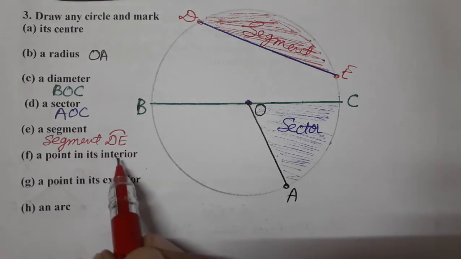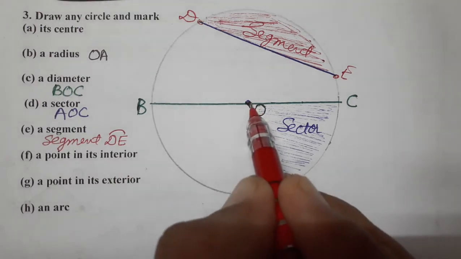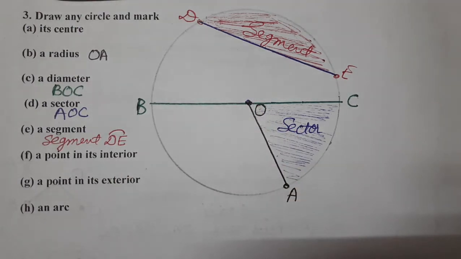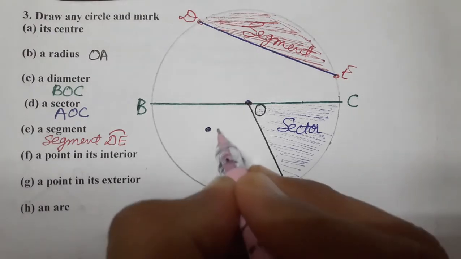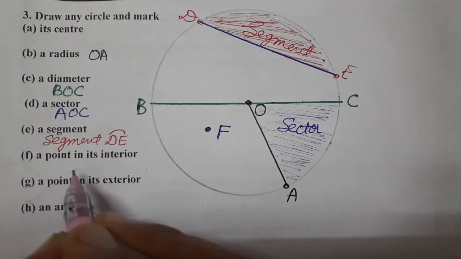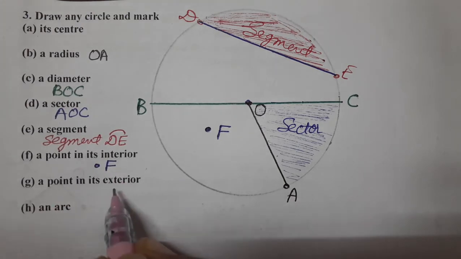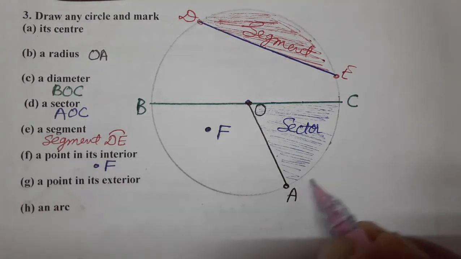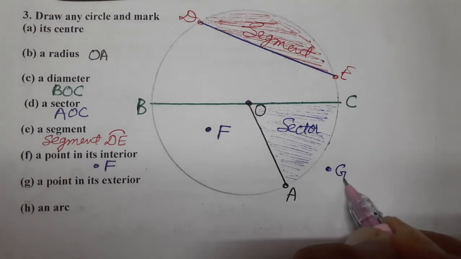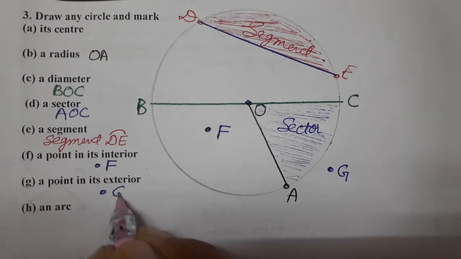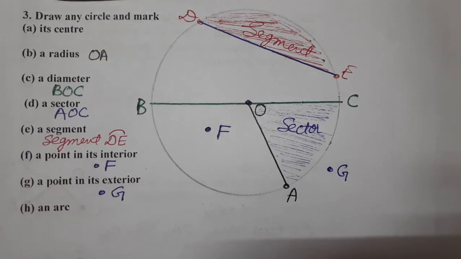A point in the interior. So one of the points is O. Let's make one more point F. See, we take one point inside, and this point is F. A point in the exterior. So we take one point outside, G. This is the point we have taken outside. So G. Now one arc.